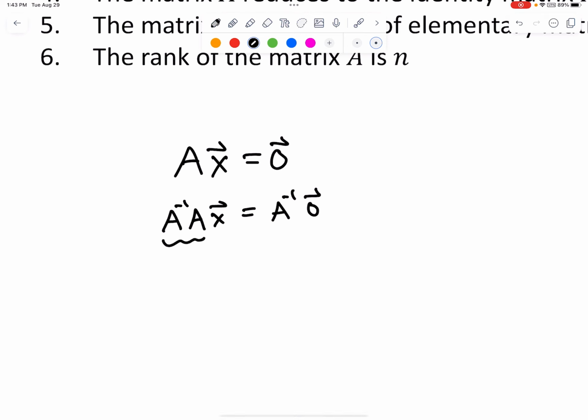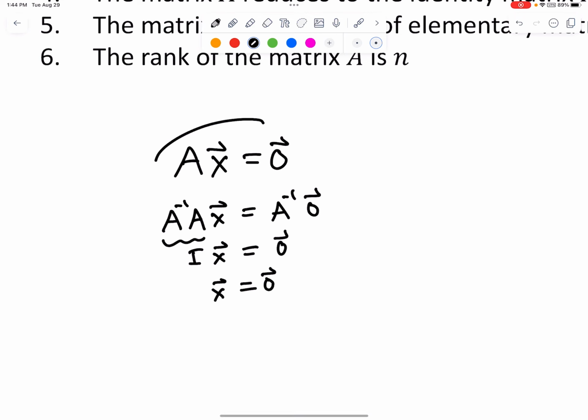Now on the left, we have the identity matrix. When you multiply A inverse and A times this vector x, remember vectors are also matrices. And we have A inverse times the 0 vector, which will just give you the 0 vector back. And the identity times anything doesn't change it. And so we just get vector x equals 0.